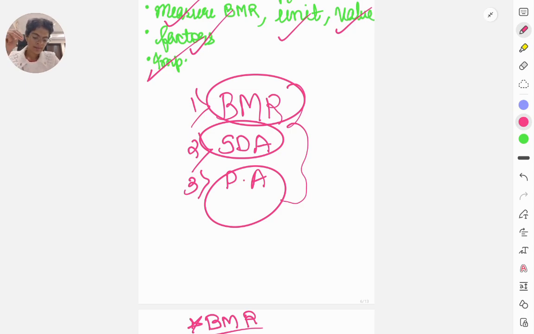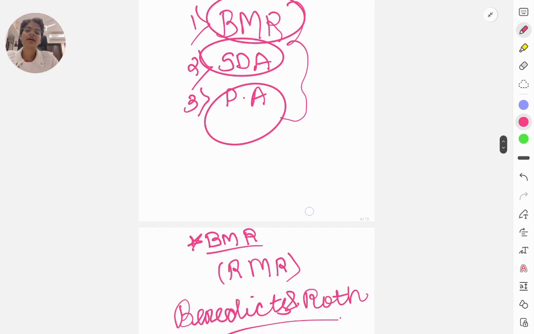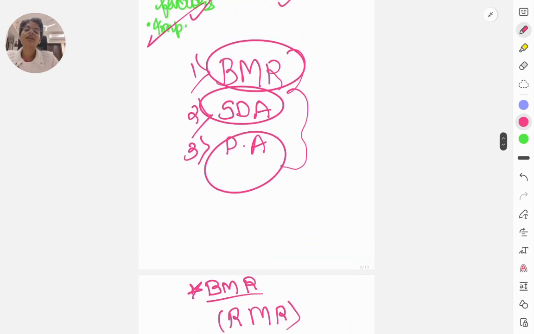Okay, then anything I left? Physical activity. Why am I forgetting physical activity? With more physical activity, more would be the BMR. Clear? Sorted. Now let's see ahead. Okay, now BMR, those were the factors of BMR I told you.